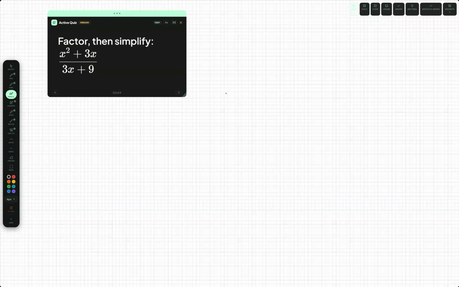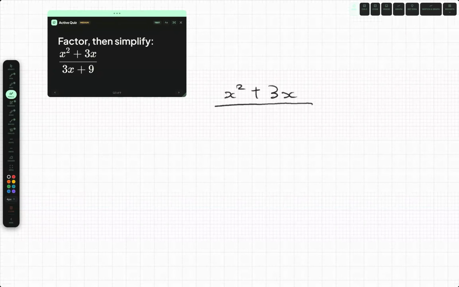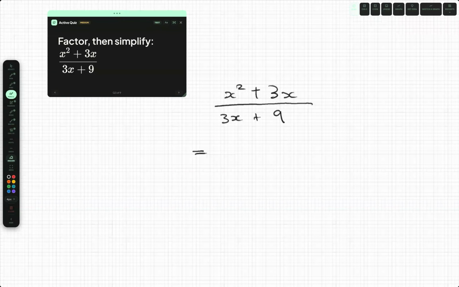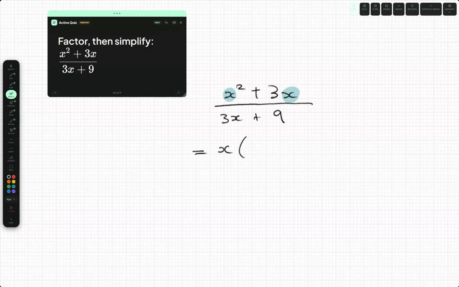Question 3, we have x squared plus 3x all over 3x plus 9. Now, with this first one, the common factor between these two is going to be our pronumeral. That's the only thing they have in common. And we should be considering both the coefficients of the numerical values and the pronumeral when we're doing this. So let's take out their common factor, which is going to be x, and then x squared divided by x is just x, and 3x divided by x is just 3.